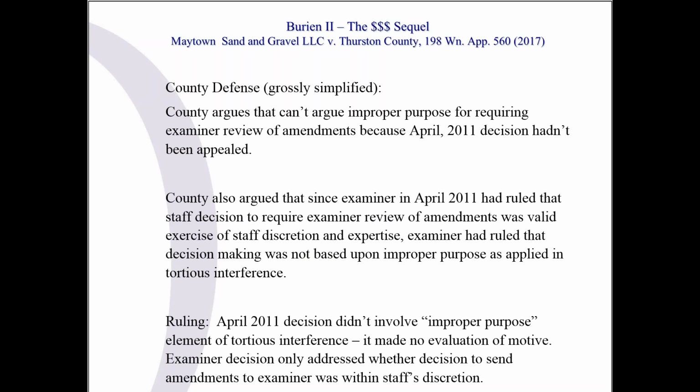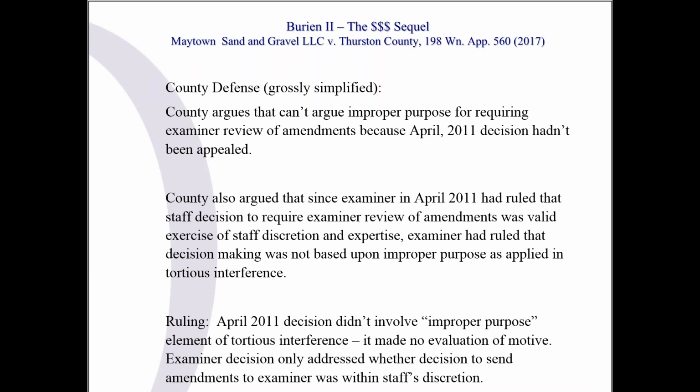So now on the tortious interference claim, the county defense was, and there are several elements, but essentially they said that when the hearing examiner issued his first decision, this isn't the 5-year review, this is the decision approving the amendments that extended the deadlines for the monitoring wells. When he made that decision, he didn't find any improper purpose or motive. He found that staff had properly used their discretion to determine that the major amendment process, as opposed to the minor amendment process, was the proper way to go.